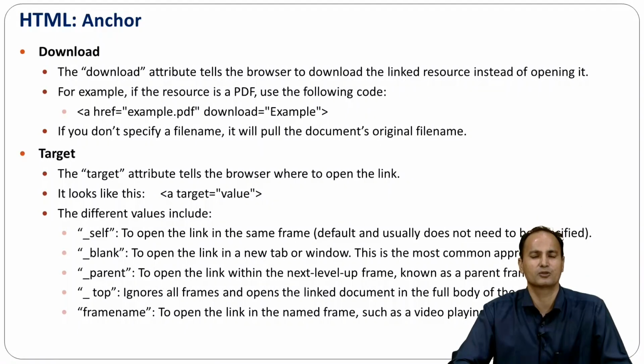Fourth one is underscore top, which ignores all frames and opens the linked document in the full body of the browser. Then there is the frame name, to open the link in the named frame. So these are the various values that we can provide in the target attribute.